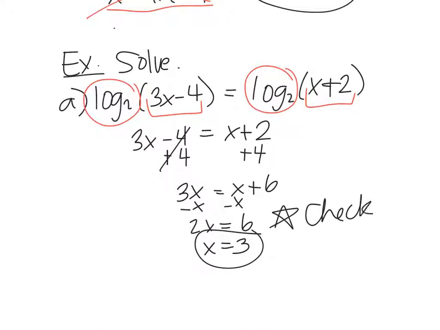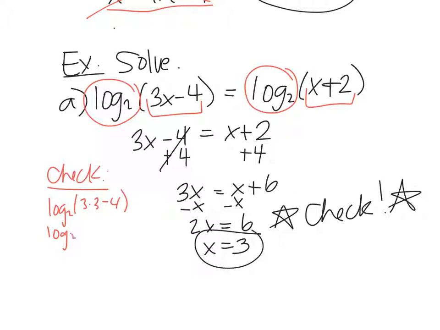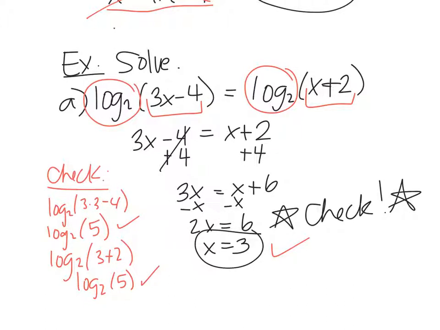because I need to make sure that if I plug my answer back into my log, I'm not getting the log of a negative number or log of 0. So really be careful and check your answers. Let's do our check here. I have log base 2 of (3 times 3 minus 4), so I get log base 2 of 5. That one's good. And then I have log base 2 of (3 + 2), which is log base 2 of 5. So those worked out. So I checked off x = 3.